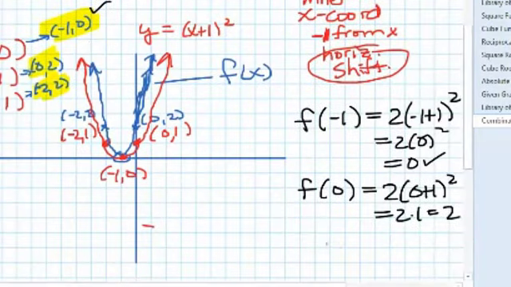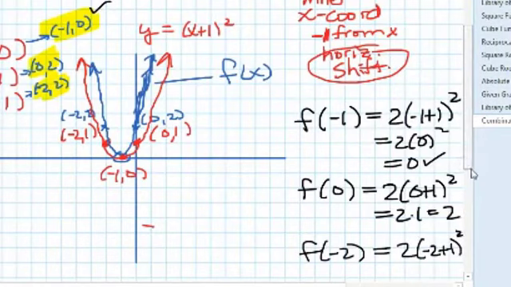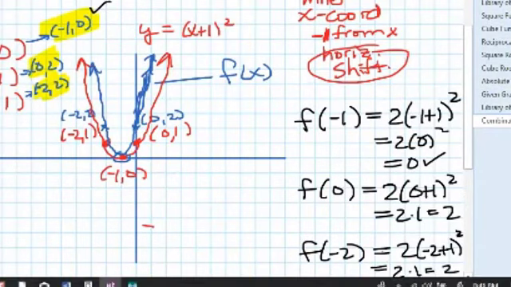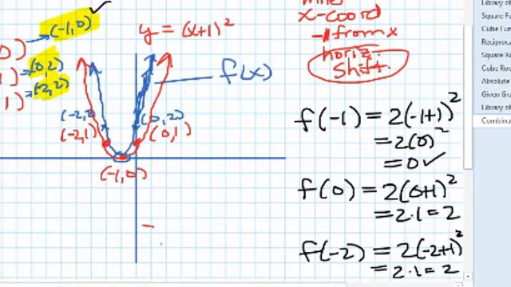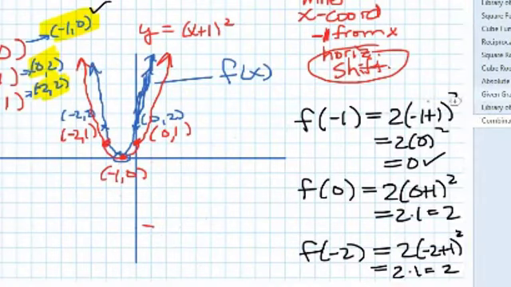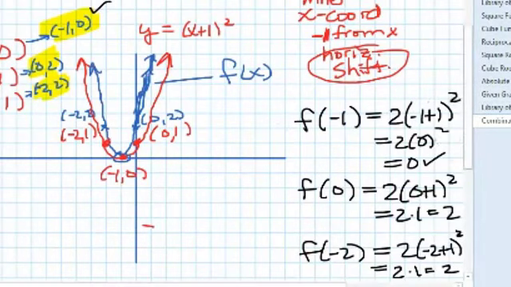And we have f of negative 2: 2 times (negative 2 plus 1) squared. It's going to be 2 times 1, which is 2. Okay, so that one worked as well. So in the end, after you do several transformations, if you're not quite confident, you can still just plug in those values.